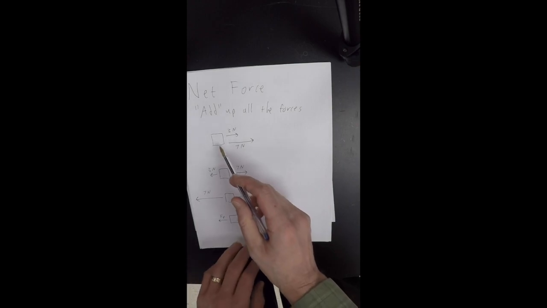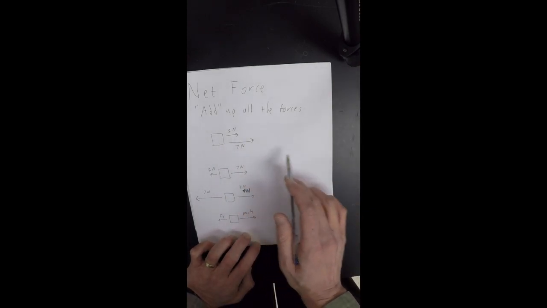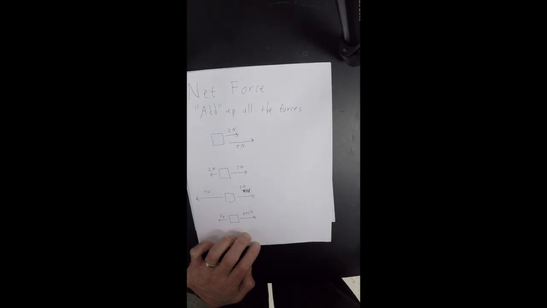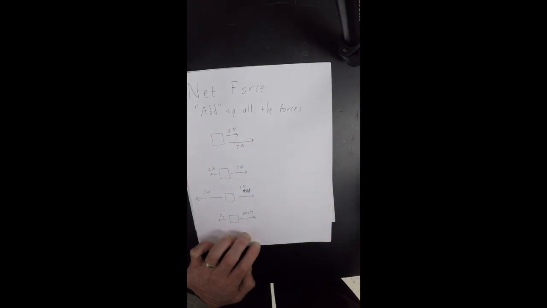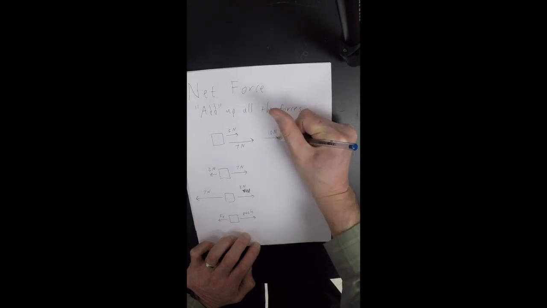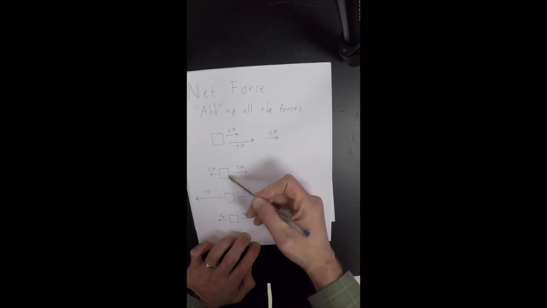So let's take an object, little box here, can be anything. And let's apply two forces, 3 newtons and 7 newtons. So here we go. Now, what do you think the total force is, or net force on this box? Well, you probably think it's 10 newtons, and you would be exactly correct. It's 10 newtons in this direction. Very good. You just add them up. 7 plus 3.